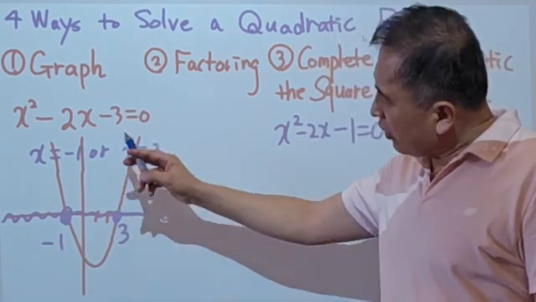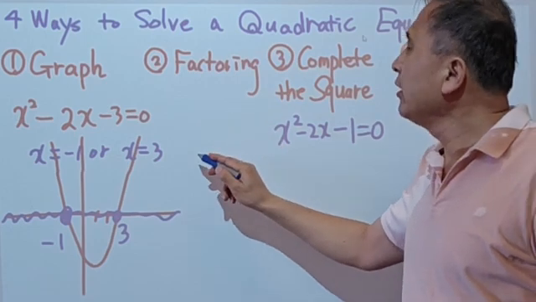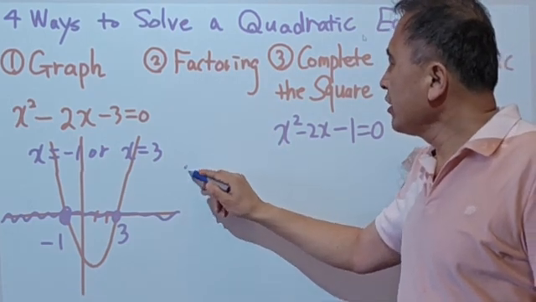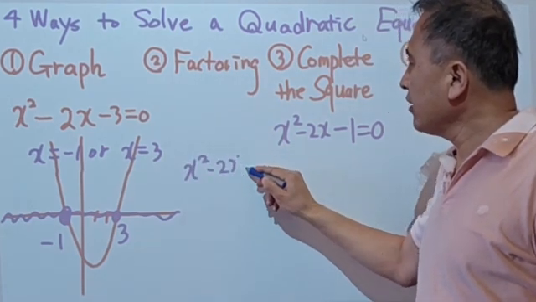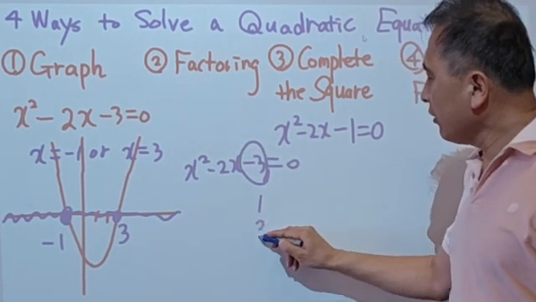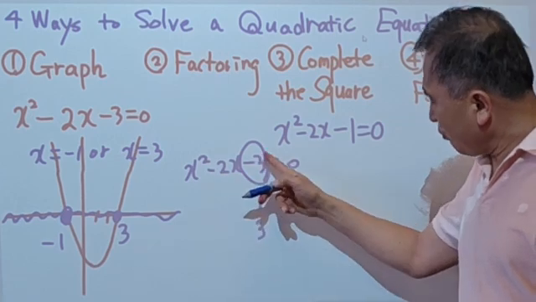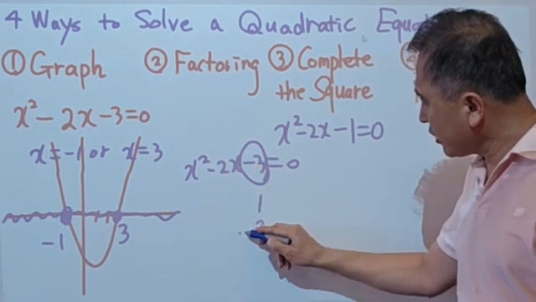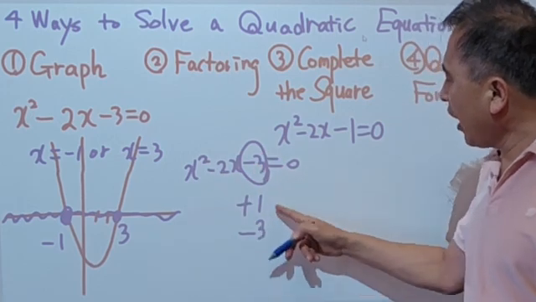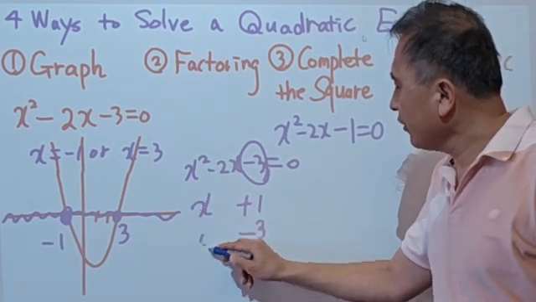But if there's no graph, then maybe factoring is easiest, so you can try that first. x squared minus 2x minus 3 equals 0. Factors of 3 are 1 and 3, right? To get -2, one should be negative, so this is negative, this is positive. The product is -3 and the sum is -2, so this factoring is right.